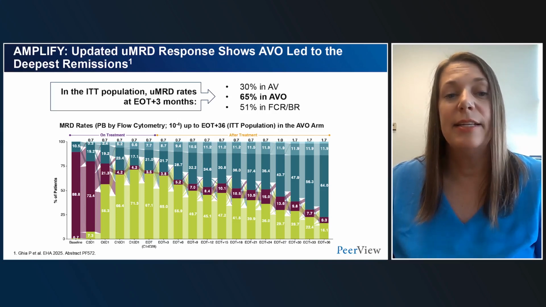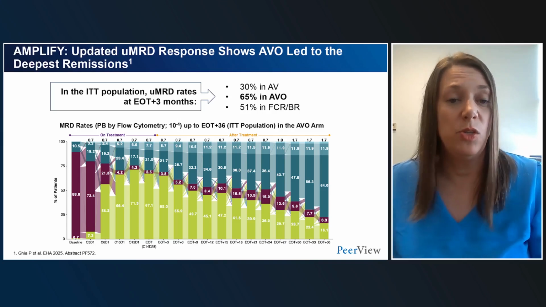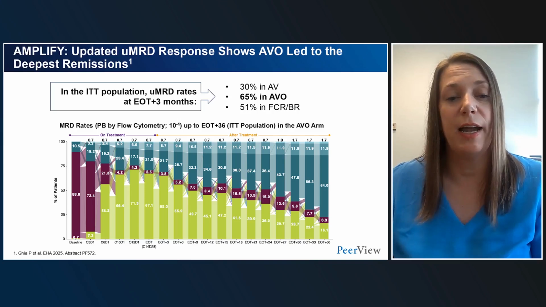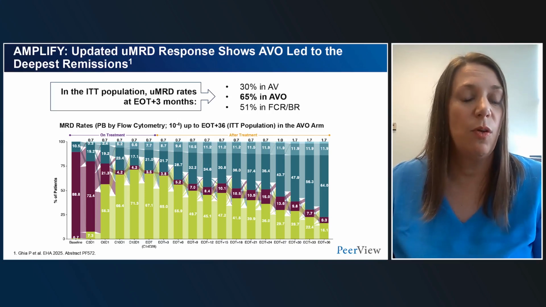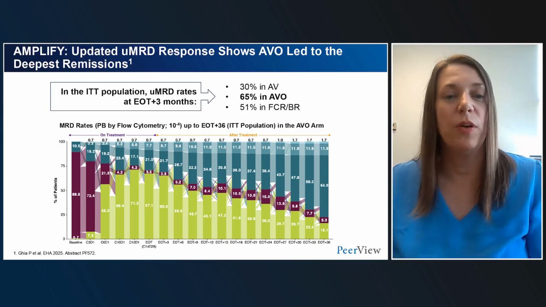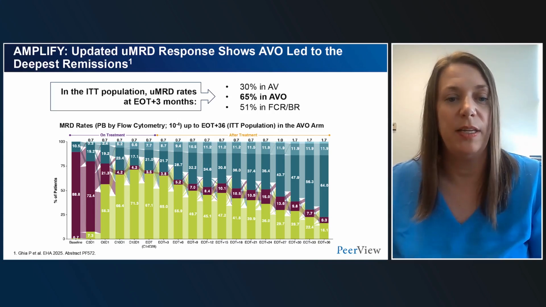Here we're looking at MRD kinetics, and we can see that for the majority of patients who achieved undetectable MRD, this is persisting over time. We see that the stability of undetectable MRD is higher, so more stable, in those patients with mutated IGHV compared with those who have unmutated IGHV.